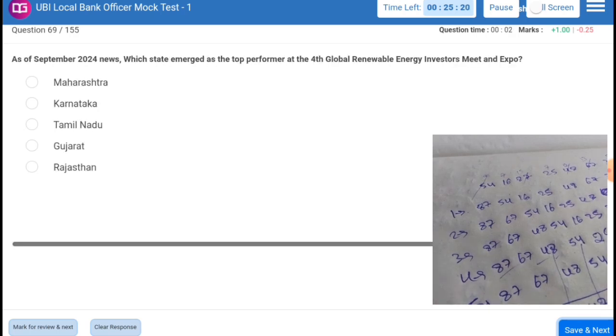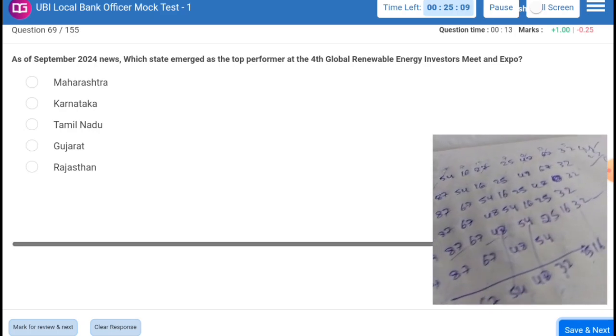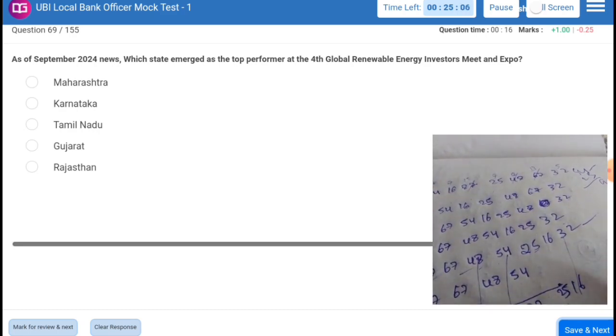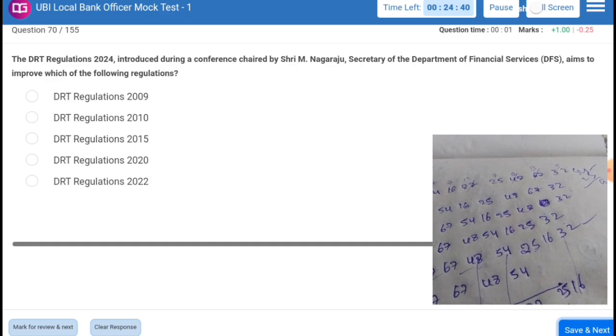Next, as per the September 2024 news, which state emerged as the top performer at the fourth Global Renewable Energy Investors Meet and Expo? I think Maharashtra or Gujarat. Renewable energy, I don't know. Gujarat, I think.